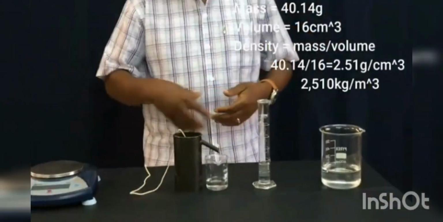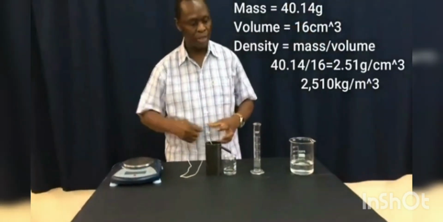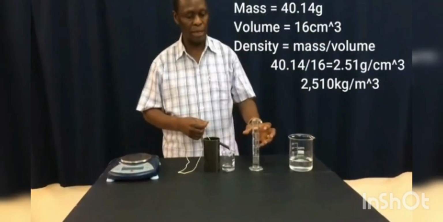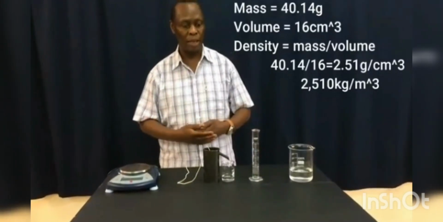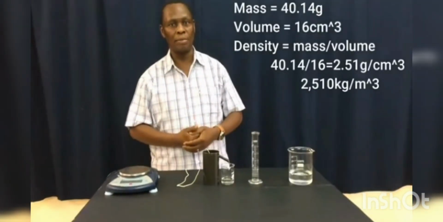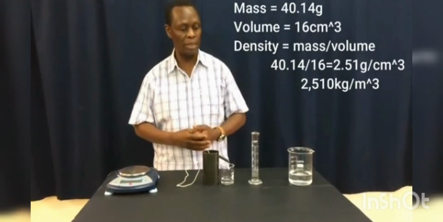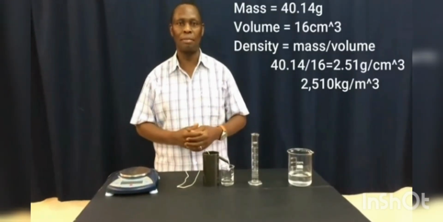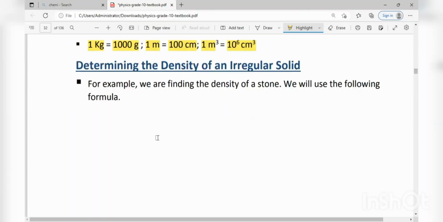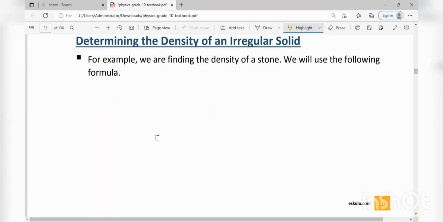So after this, I will go ahead and say the mass I obtained there divided by the volume of the liquid displaced will give me the density. And my answer, of course, in grams per cubic centimeter. If I wish to change it to kilograms per cubic meter, I will multiply that answer by 1000. So that is exactly how you find the density of an irregular solid.